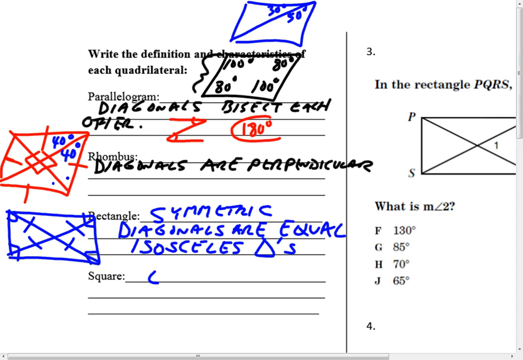And a square, I just think of everything, because a square is everything. A square is a rectangle, it's got all this. A square is a rhombus, it's got all this. A square is a parallelogram, it's got all of that. The rectangle and rhombus are also a parallelogram. So all of these are parallelograms, and they have all of this introductory info.